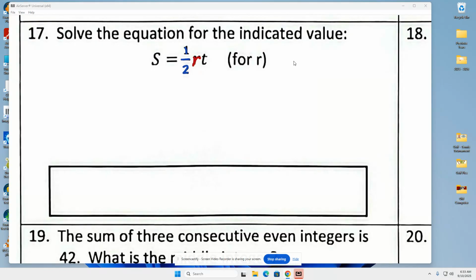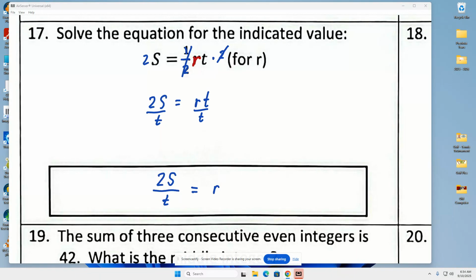And technically, 1/2 is multiplying by r. So technically we divide, but in math, we never divide by a fraction. Instead, we multiply by the reciprocal. And the reciprocal of 1/2 is 2 over 1, which is 2. So we multiply by 2. So that leaves me with 2s equals, remember this canceled, so I'm left with simply rt. So now, what is t doing to r? Again, it's multiplying. So how do I get r alone? Divide by t. So 2s divided by t equals r.